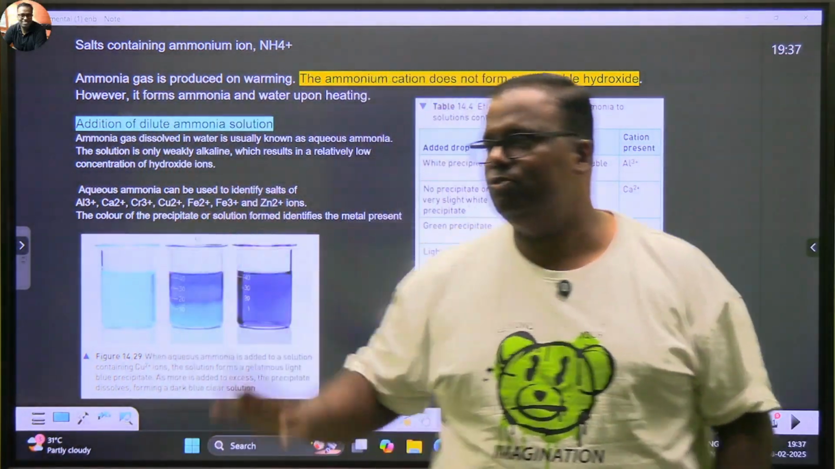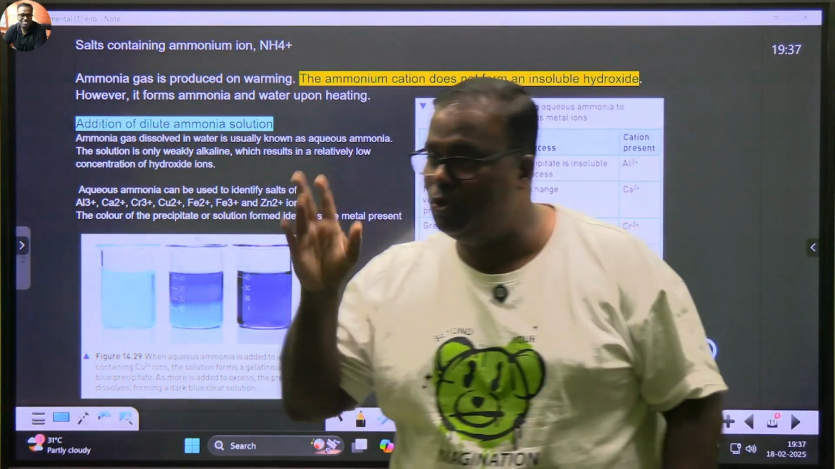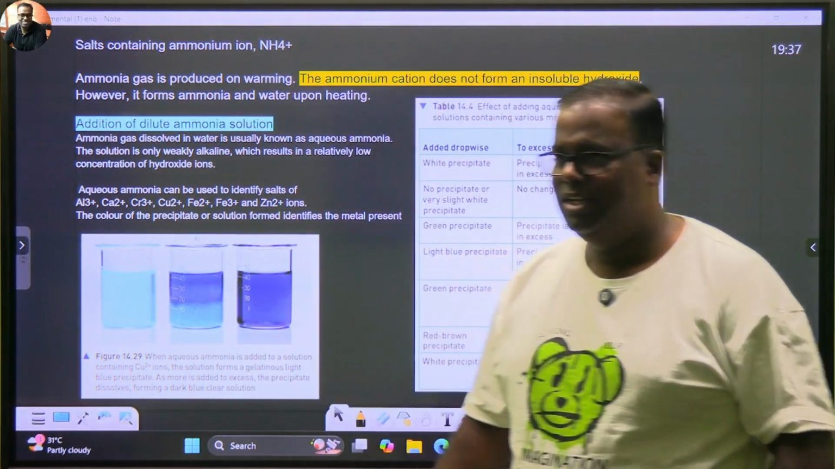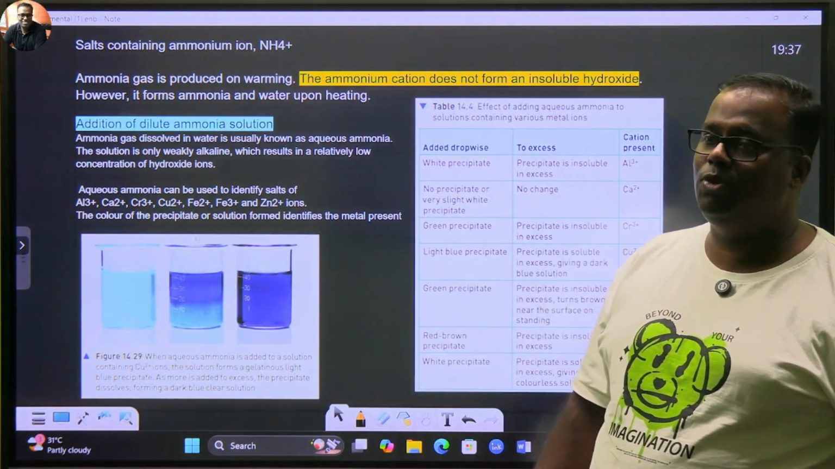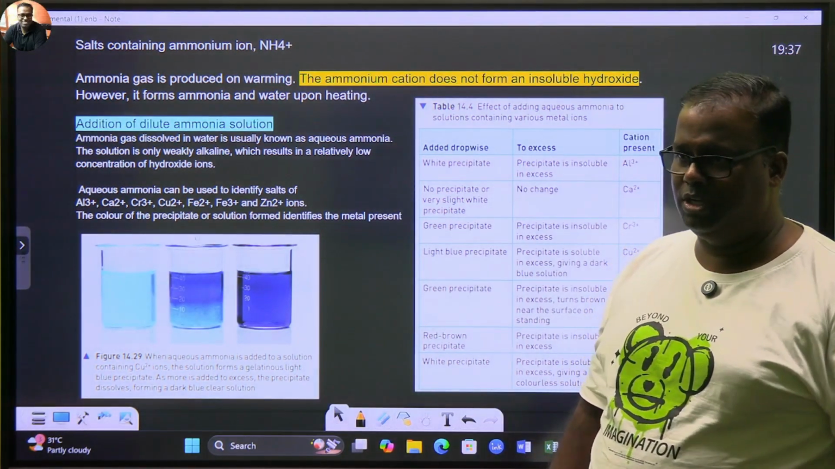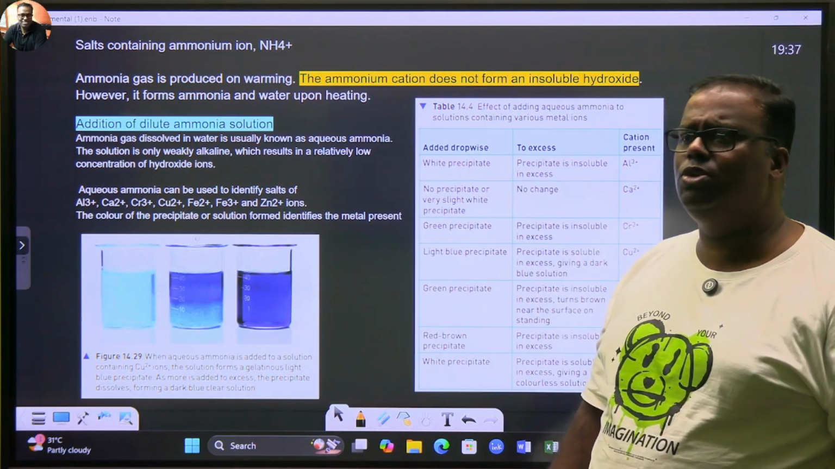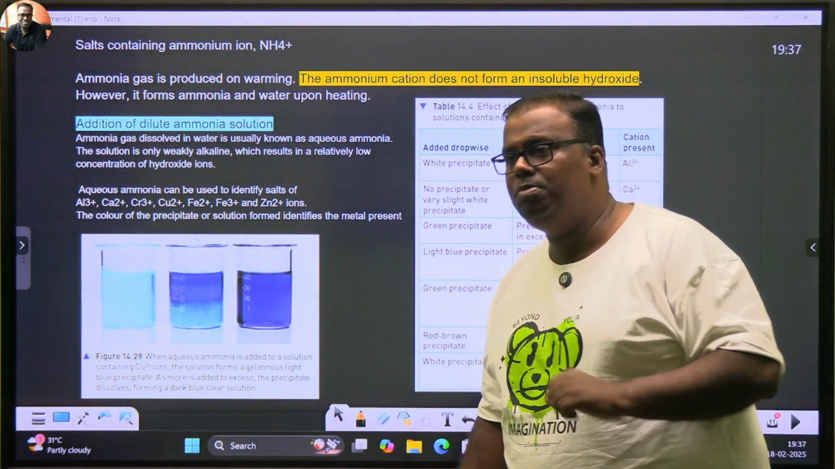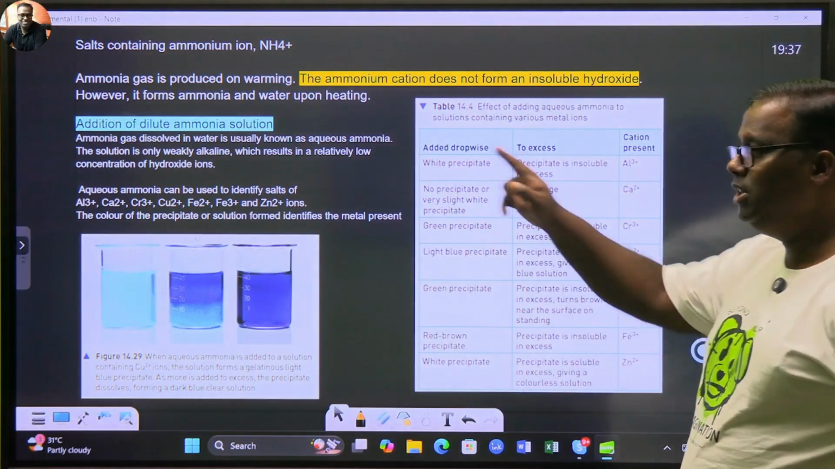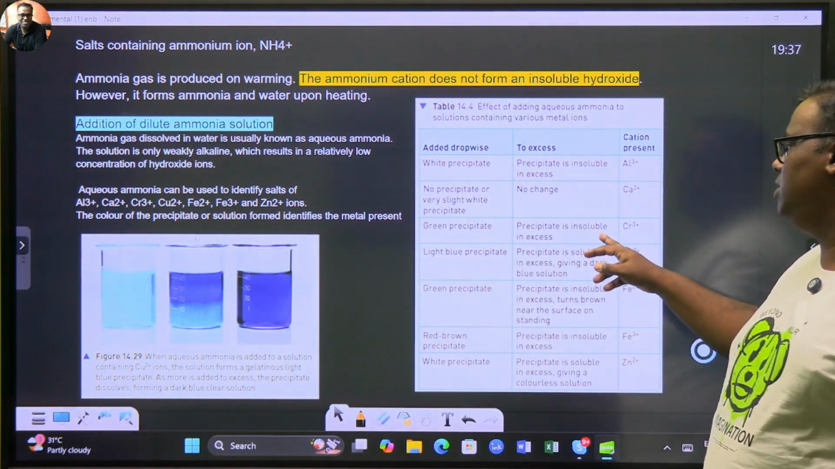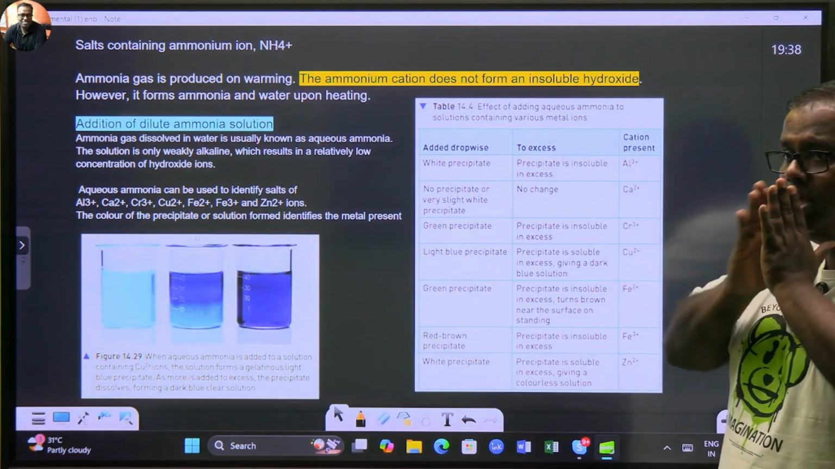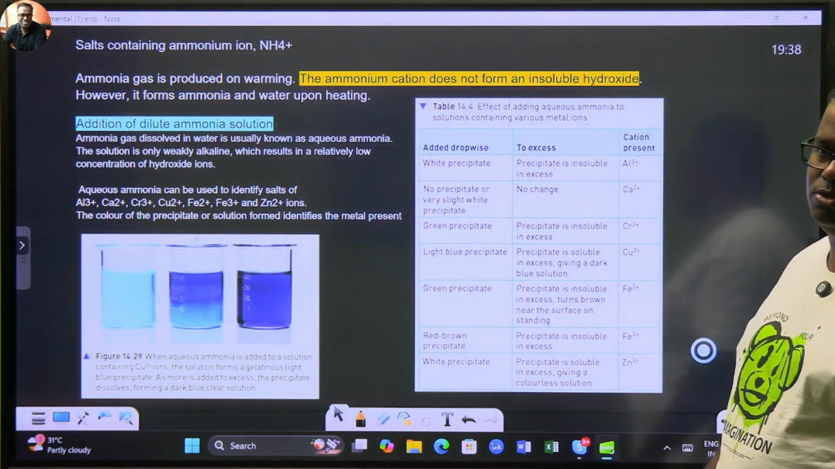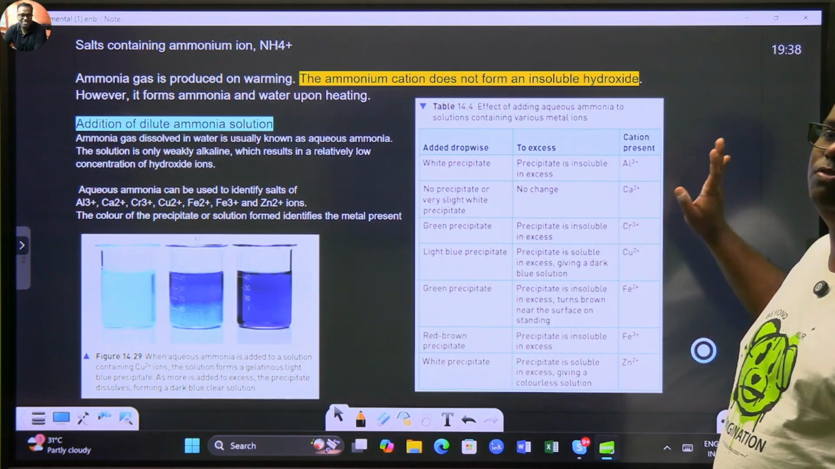Our next check was for chromium. Try to remember what was chromium's test with sodium hydroxide. Chromium's test with sodium hydroxide was that you get a green precipitate. Was it soluble in excess? No, it was not soluble. So chromium is an ion which will not be soluble there also, which will give you a green precipitate and will be insoluble in excess of ammonia solution also. Chromium confirmed.